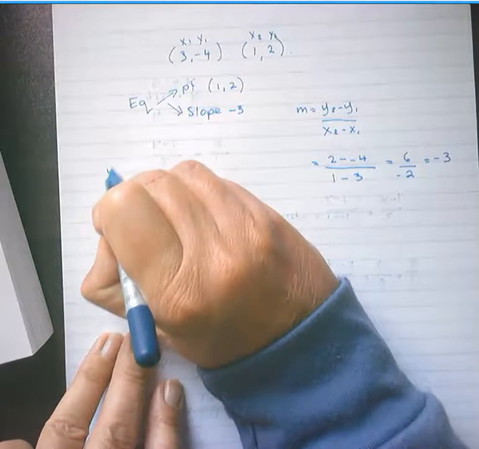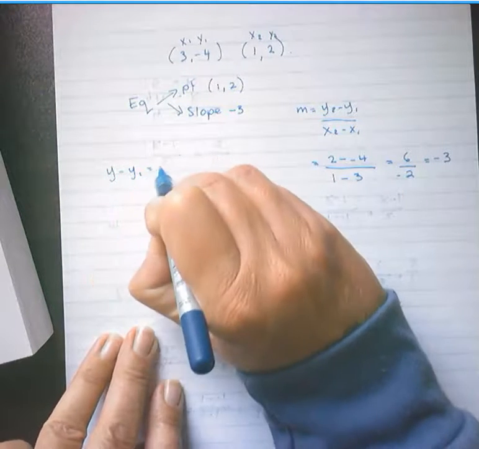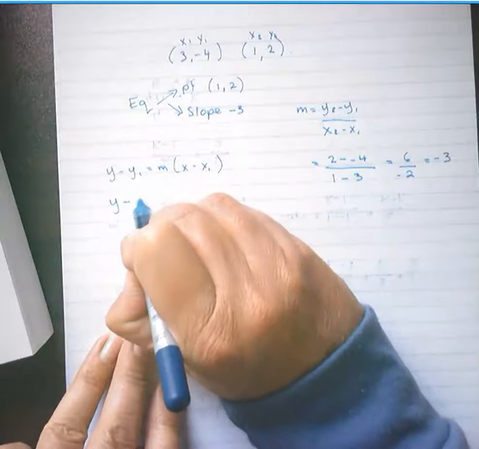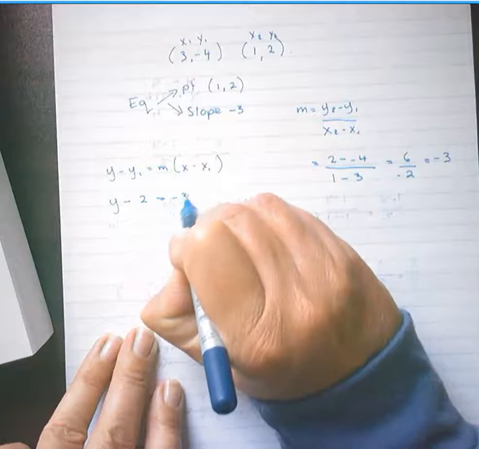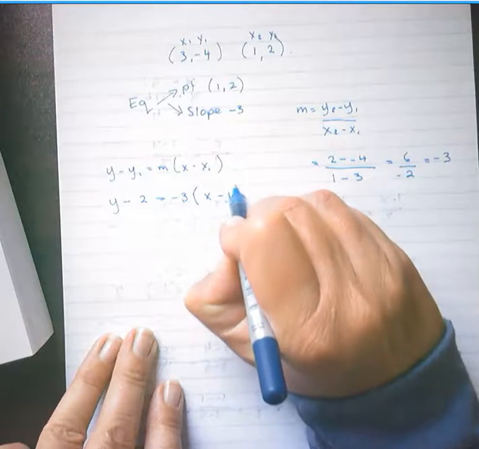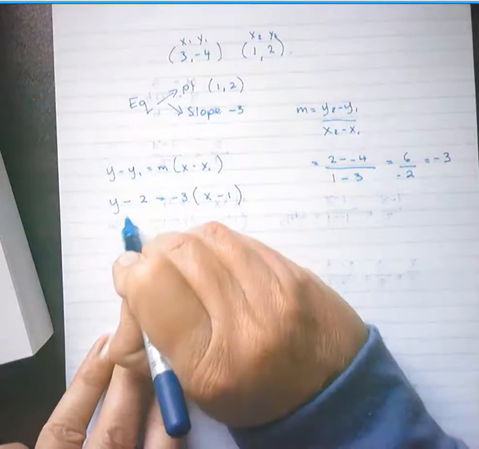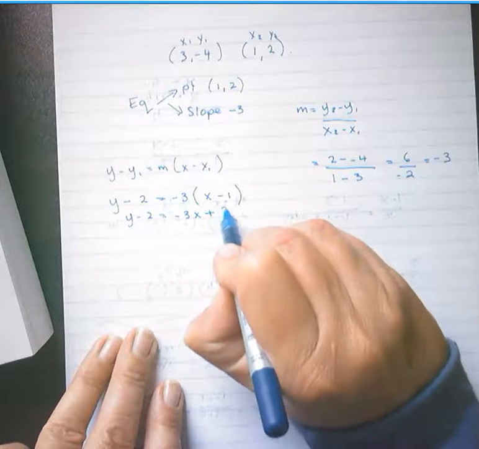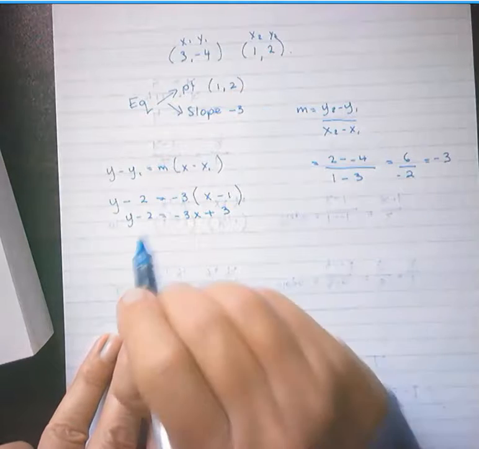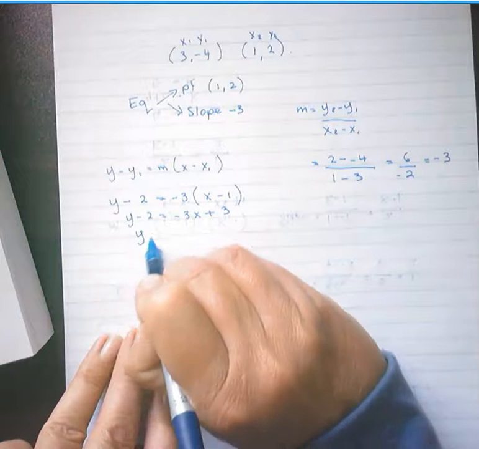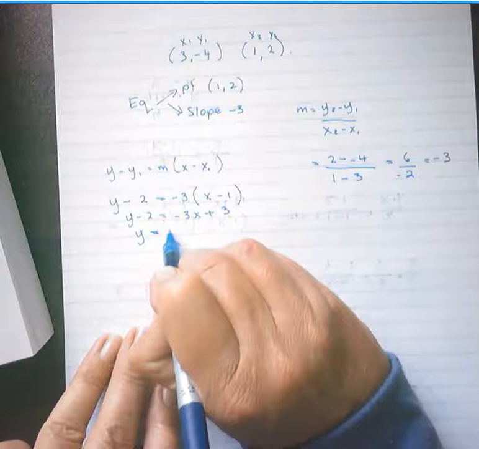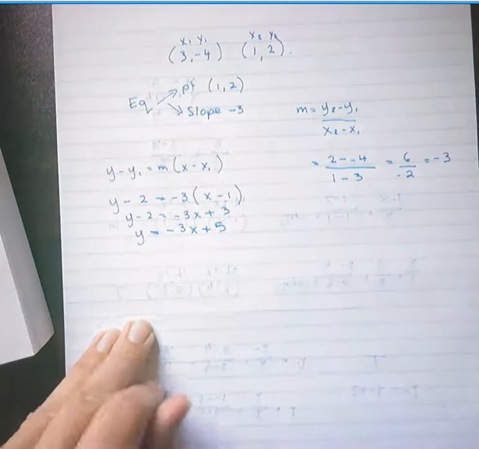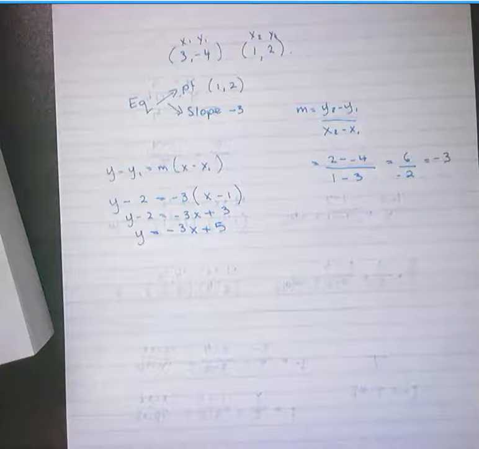Then my equation is y minus y1 equals m(x minus x1). So I go y minus 2 is equal to minus 3 times (x minus 1). Tidy it up, so y minus 2 is equal to minus 3x plus 3. And then finally tidy it up, so I get y equals minus 3x plus 5. So that would be the equation of the line.